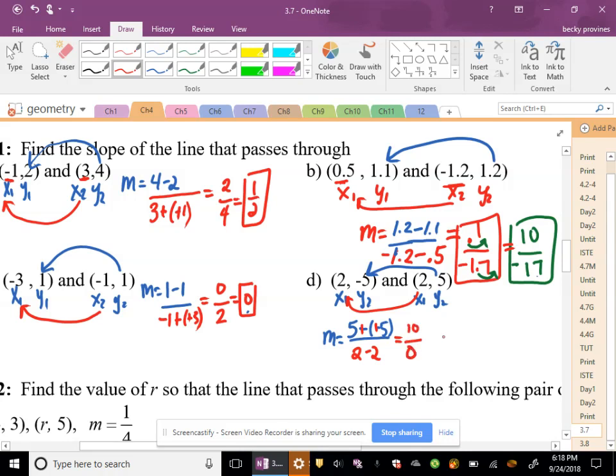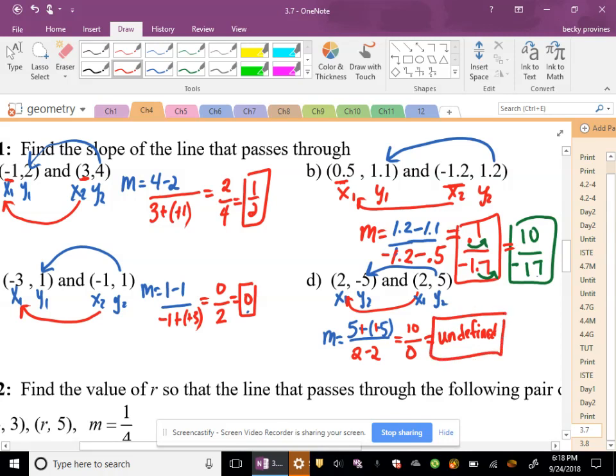But now my denominator on bottom is 0. So think about this one. If I have 0 pieces of candy, can I give you 10 of them? As you know, that doesn't make sense. I can't give you something I don't have. So this answer is undefined.